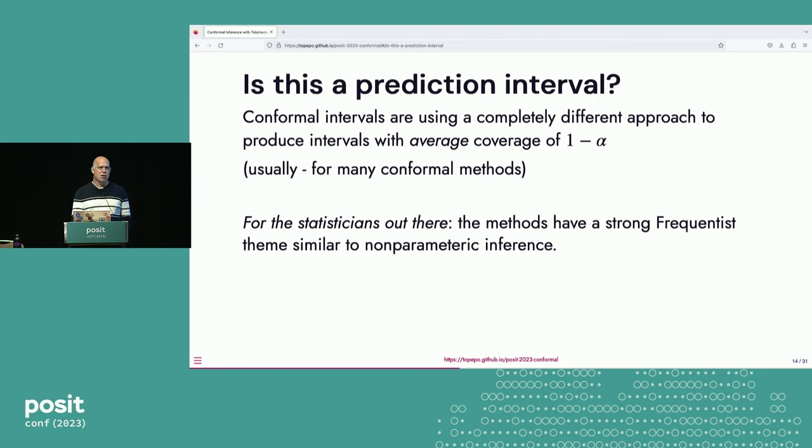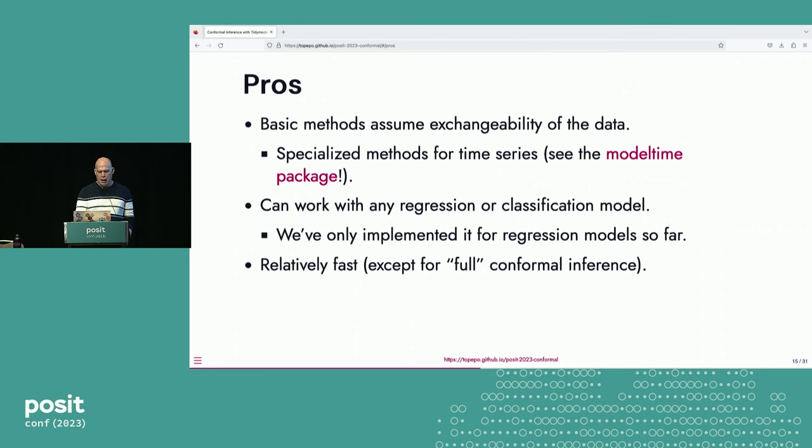If you're a statistician and you're interested in the methodology, there's been quite a lot written about this, especially lately. It's been exploding, both in terms of papers and in terms of visibility. It has a very strong frequentist theme to it, if you know what that means. We're basically using quantiles and empirical distributions, and when you read about this, it ties in an indirect way to what we would call non-parametric inference. So anyway, that's all well and good.